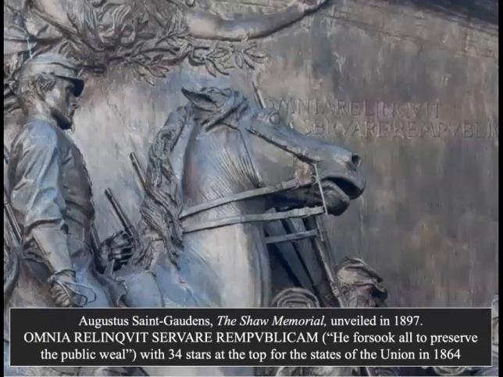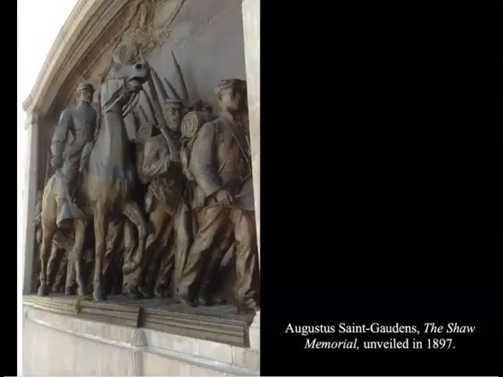The main motto here is "He forsook all to preserve the public weal," with 34 stars on top of this for the States of the Union in 1864. But really, the great work of St. Gaudens in his sculpture is to strive for realism, and so he wanted to show a number of faces and ages for the infantry, for Shaw's soldiers.